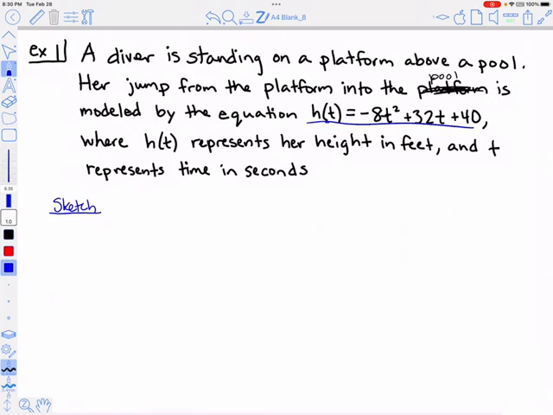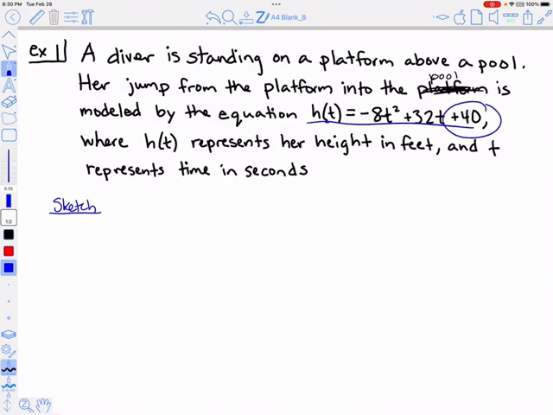That would come from whether its a value is positive or negative. So we're looking at a negative a value, so it's going to be opening down. And what else do we know? Based on the equation alone, without doing any work, we know we have a y-intercept of 40. That c value is our y-intercept.